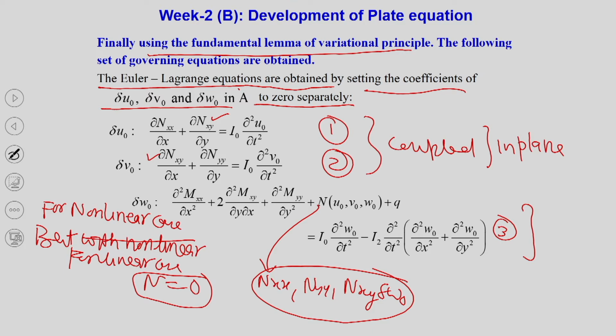If we say only for the linear case, then this term will be 0. So, it will have mx, my, with no contribution of nx, ny. So, under pure bending, only the third equation is to be solved independently. Most of the time you will see that for a plate under pure bending, we solve only the third equation. We are not considering these two equations. But if the plate is thick and we are interested to find u naught, v naught, then we have to solve all the equations together.